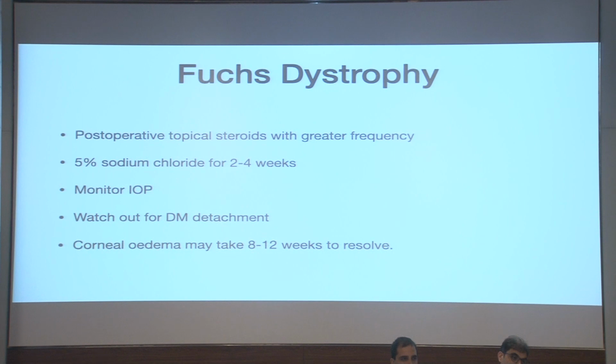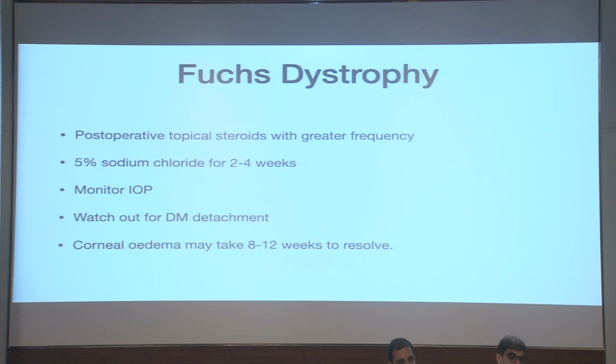Use steroids at a greater frequency, because if you have compromised endothelium, you need to keep the inflammation to a minimum. You can use topical 5% sodium chloride postoperatively to tide over the little bit of corneal edema that can occur after the surgery. If you're using steroids more frequently, monitor the IOP, because raised IOP can also make the corneal edema worse. And do an anterior segment OCT if there is edema to identify DM detachment, which can be seen very well on anterior segment OCT.